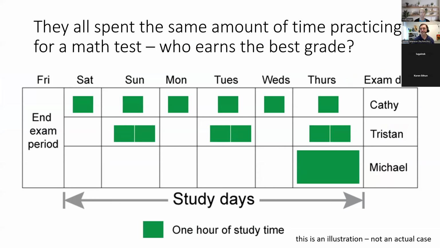All right. And so I have a scenario for you, and Vicky's going to put up a poll here in just a second. But here is a thought for you. You have three students here, Kathy, Tristan, and Michael, and they all studied the same amount of time practicing for a math test. They all did 6 hours. Kathy does 1 hour a day for the 6 days leading up to the exam. The exam's on Friday. Tristan does it every other day for 2 hours, and Michael crams 6 hours the night before. All right, Vicky, give us that poll there.